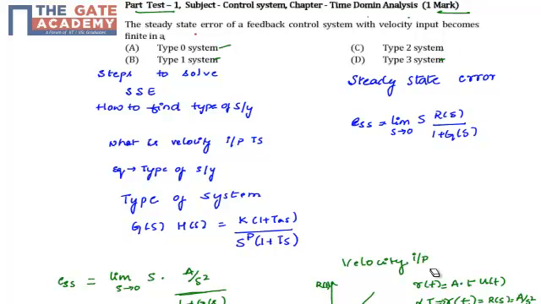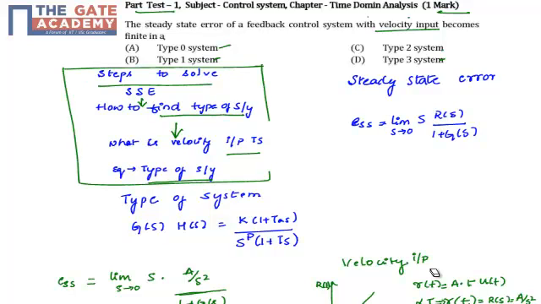So in order to solve this question, we have to follow these steps. First, we have to understand what steady state error is. From that, we have to learn how to find out the type of the system. And after we have understood what the type of the system is, we have to know what the velocity input is and its transfer function, because in the question the given input is velocity input, and from the transfer function equation we have to find the type of the system. So these are the general steps to solve this question.